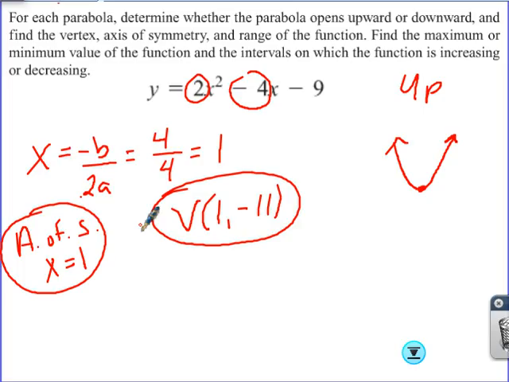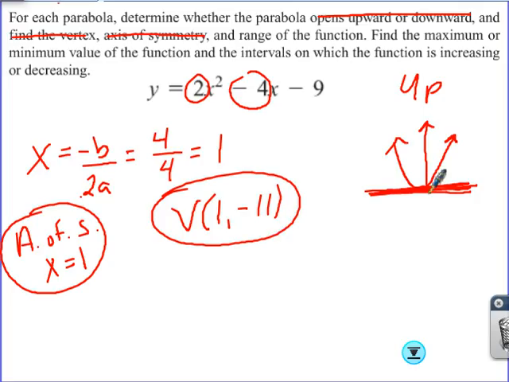Let's see, so we've got the opening, we've got the vertex, we have the axis of symmetry, the range. The range starts here and goes up. You have to have a starting point and an ending point. Range is your output values. That's your y values. The y values start at where, Logan? What's this y value here? Negative 11. There you go.